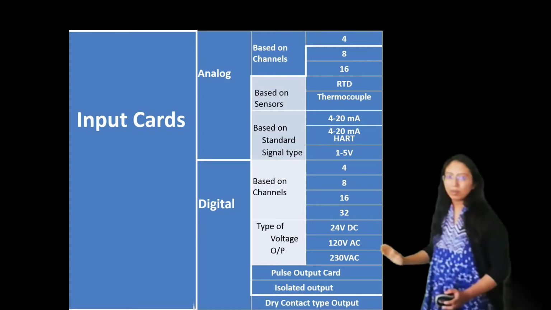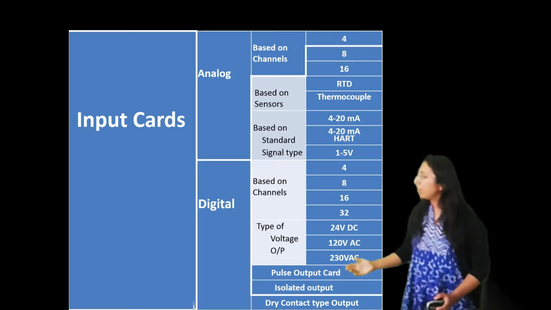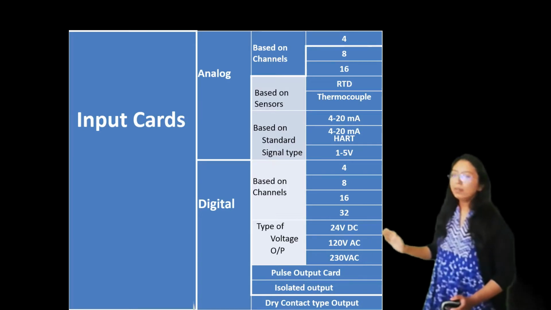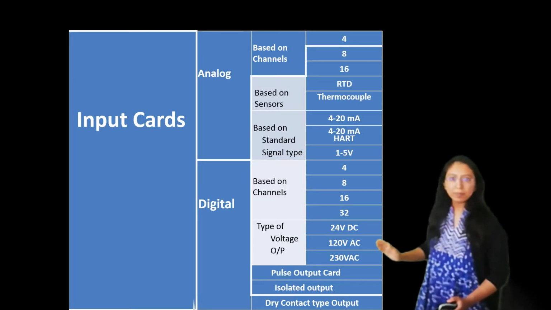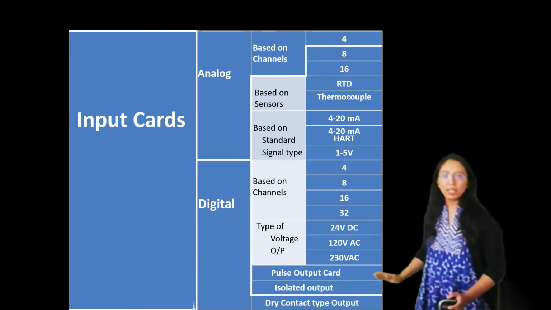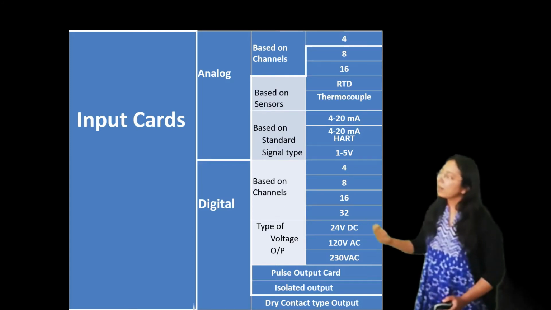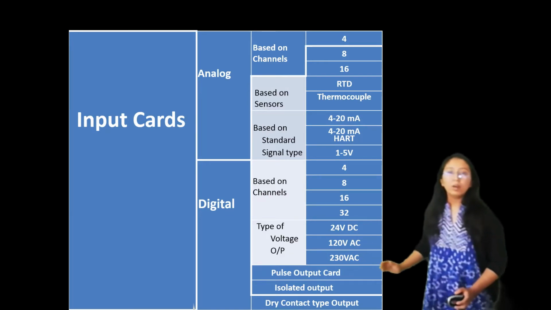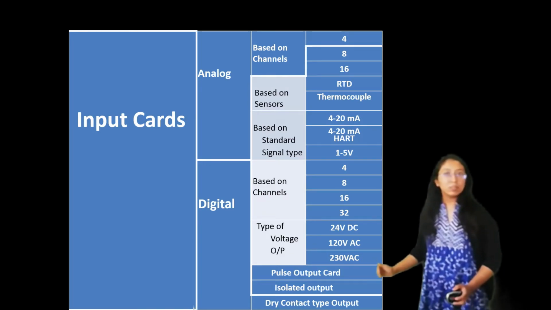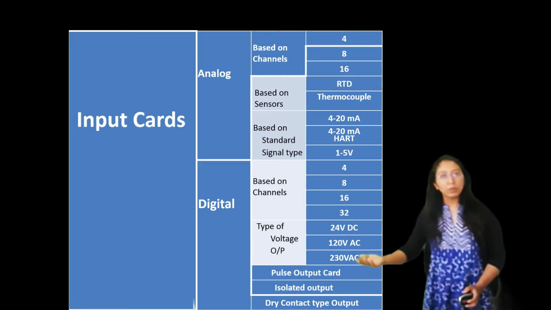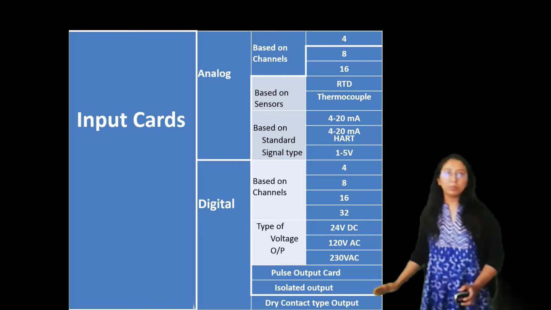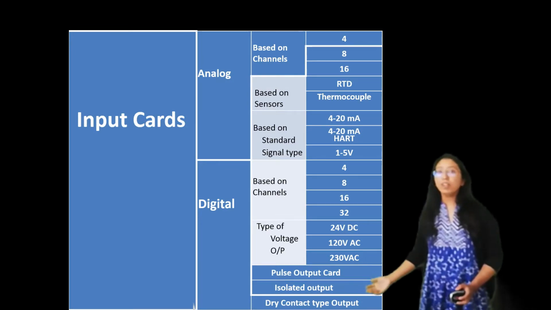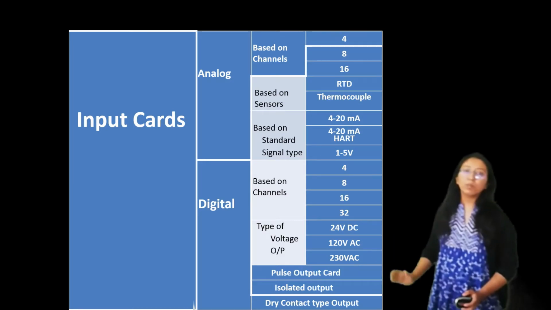In digital, for types of voltage, we can take 24 volt DC and we can also take 120 volt AC and 230 volt AC. So here we are converting AC to DC signal. Then pulse output card, where a pulse signal is sent to the card. Then isolated output, where we can apply a fixed range of voltage to the card.